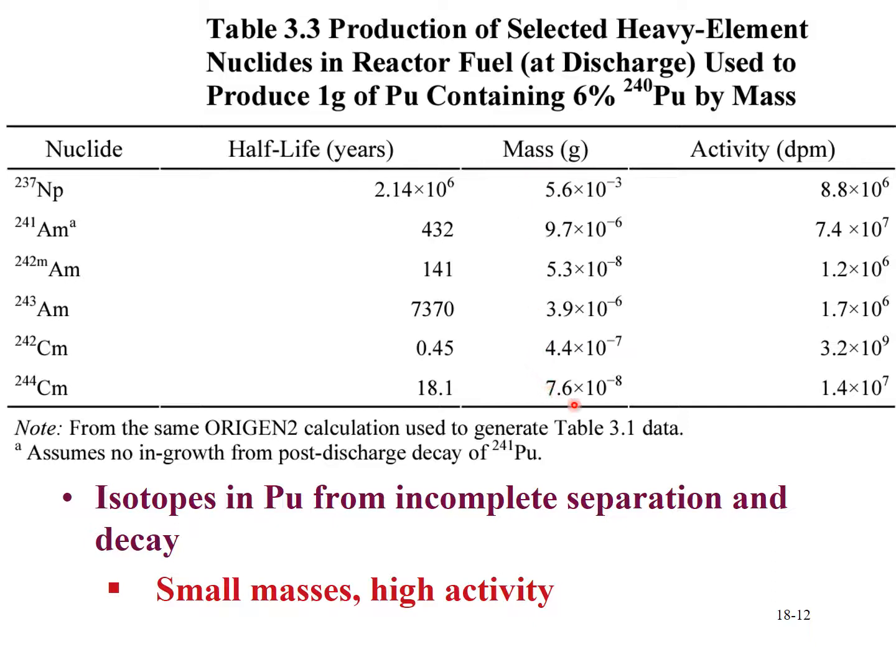For some, for instance curium-244, we're talking on the order of nanograms being produced, a relatively small amount. But since the half-lives are short, the activity, listed here in decays per minute, can vary on the order of 10 to the 6th to 10 to the 9th per gram of material. That's unseparated material. So obviously when the material is treated and plutonium purified, you get lower amounts of the activity of these isotopes. However, incomplete separation provides a route for determining signatures in this material.